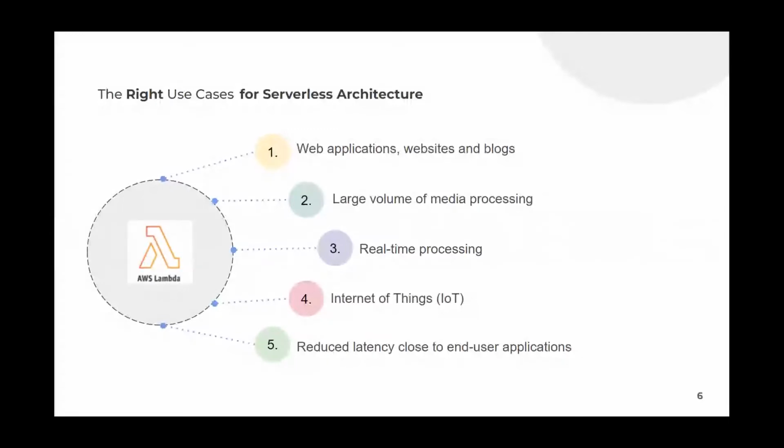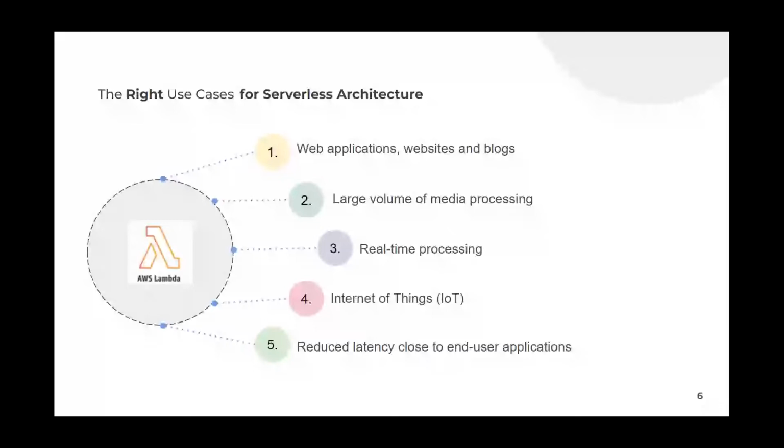Number two is a large volume of media processing. For example, serverless architecture can process large volumes of media files without any of the problems legacy technology has, such as software crashes, resources allocation, or full hard drives. We are here talking about music, we are talking about streaming video, we are talking about everything we have in the media world that needs a lot of crunching and processing.